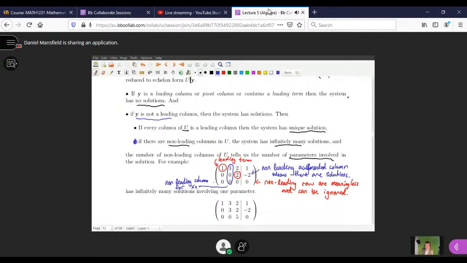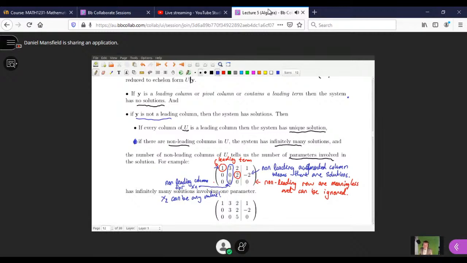So this is a non-leading column corresponding to x2. Leading column and pivot column are the same thing. It's a non-leading column for x2, but this means, more importantly, x2 can be any value. How can you tell which row is a leading row or not? Leading rows have leading terms in them. So this first row is a leading row because it has a leading term. Non-leading rows are always all rows of zeros, so they're really easy to spot. If the row contains all zeros, it will never be a leading row.